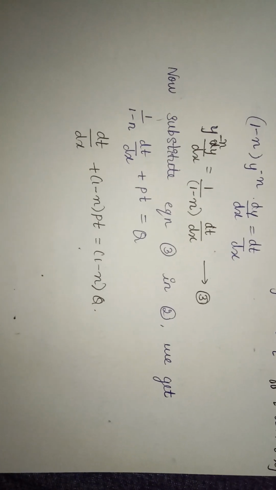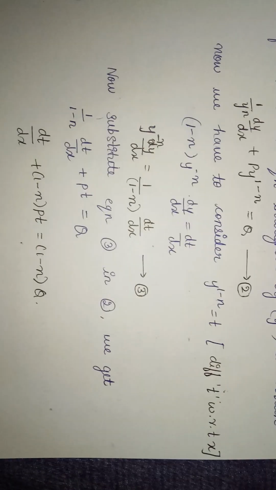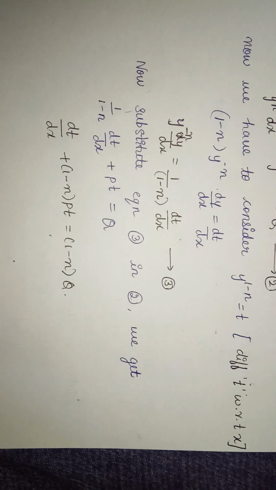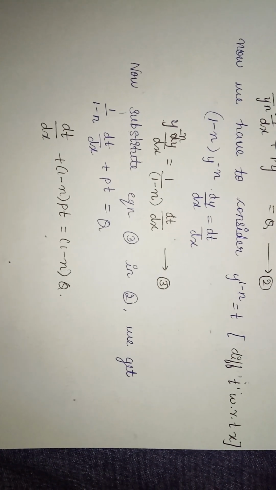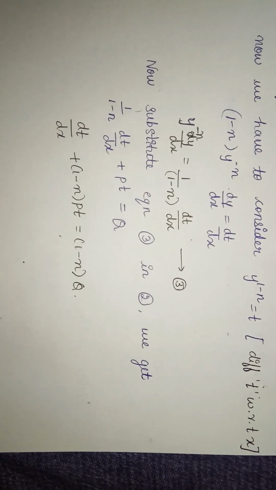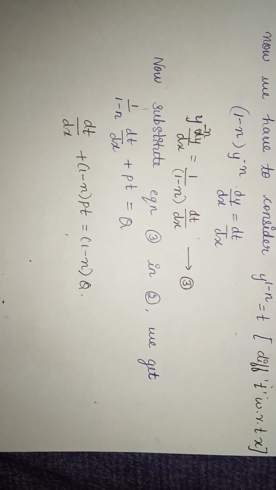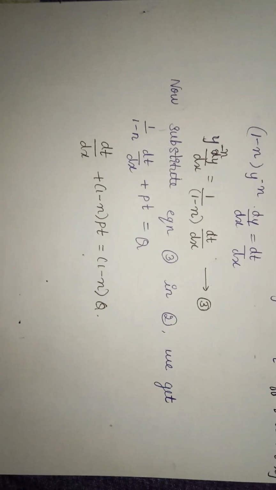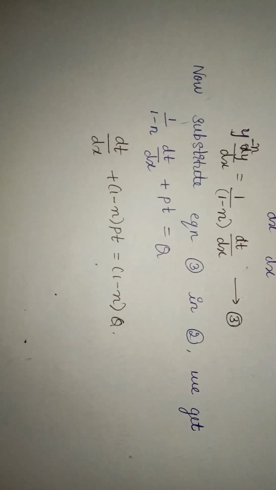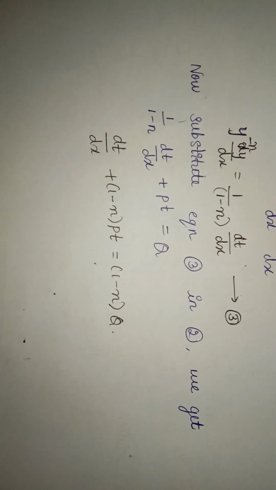After this we substitute equation 3 in equation 2. Then we get dt by dx into 1 divided by 1 minus n plus pt equals q. Here t is y to the power of 1 minus n. Then dt by dx plus 1 minus n into pt equals 1 minus n into q. Now we have reduced it to a linear equation. It is now in the form dy by dx plus py equals q, but here y is replaced by t.